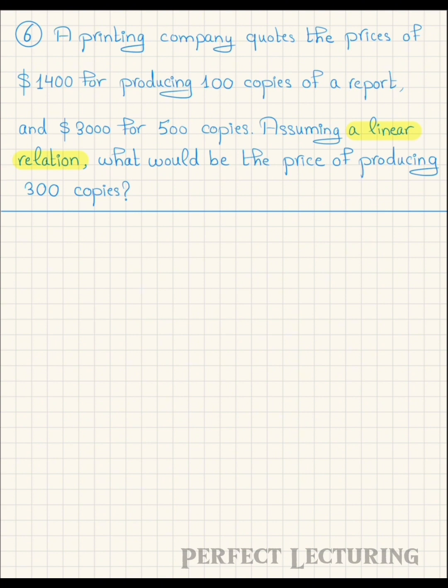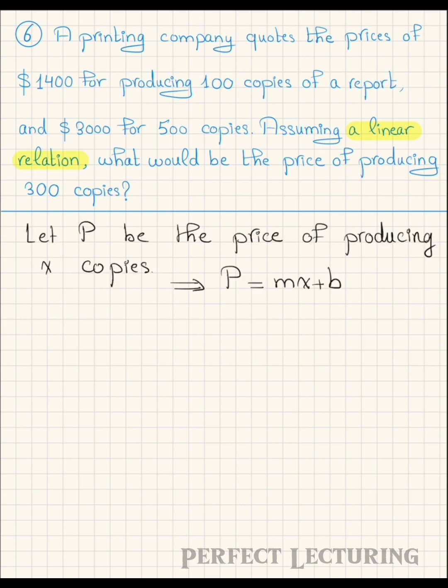Again, as in the previous question, first of all, we need to find an expression for this linear relation, and then the question becomes straightforward. Let us assume that P is the price of producing x copies of the report, so P is equal to mx plus b, and our first task is to find m and b. The first piece of information tells us if x is equal to 100, then P is equal to 1400. So 1400 is equal to m times 100 plus b. The second piece of information tells us that if x is equal to 500, then P is equal to 3000. So 3000 is equal to m times 500 plus b.